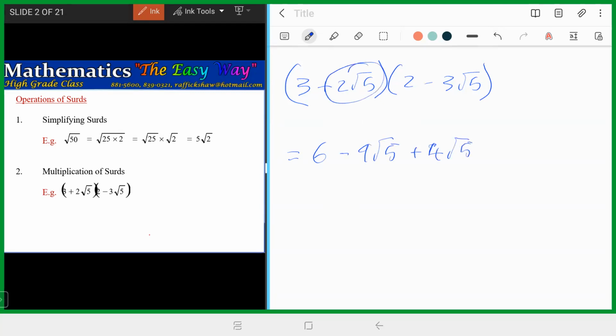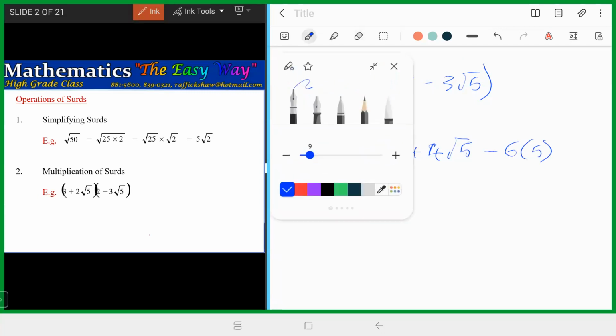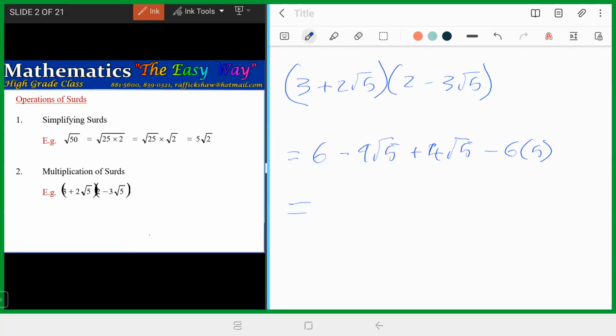And we'll do this times this now. So first thing, the sign is going to be negative. Then we're going to have the 3 times the 2 is 6, and then the root 5 times the root 5 is 5. And then you consolidate the values. So this right here says 30, right? It's minus 30. So this is really 6 minus 30, which is negative 24. And then these two are negative 9 root 5 plus 4 root 5, so it becomes negative 5 root 5.